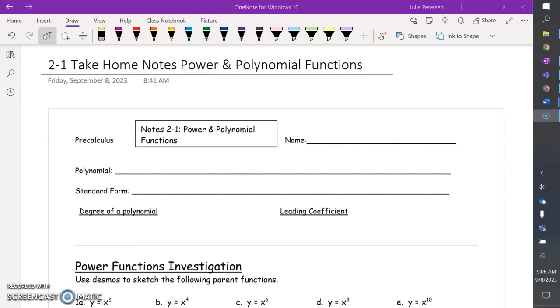All right, we're going to do some quick notes that are a review from Algebra 2 last year about power and polynomial functions. You're going to need to use Desmos partway through the notes, so just keep that in mind.